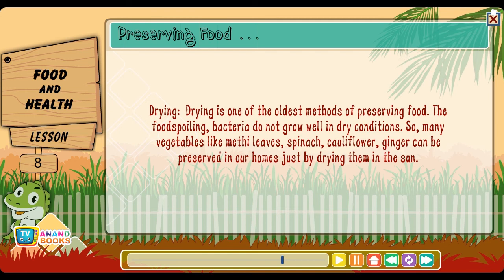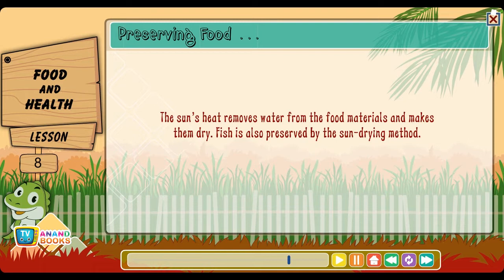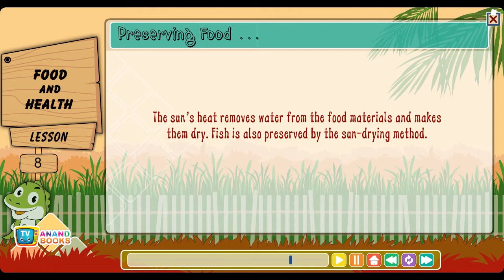Drying. Drying is one of the oldest methods for preserving food. The food-spoiling bacteria do not grow well in dry conditions. So many vegetables like methi leaves, spinach, cauliflower, ginger can be preserved in our homes just by drying them in the sun. The sun's heat removes water from the food materials and makes them dry. Fish is also preserved by the sun-drying method.